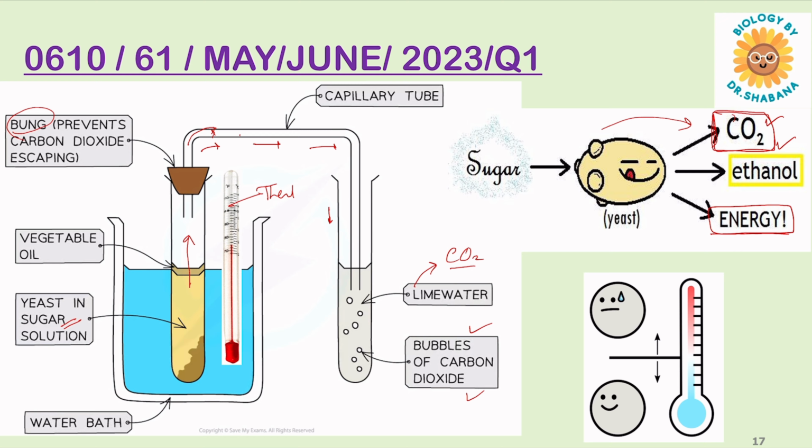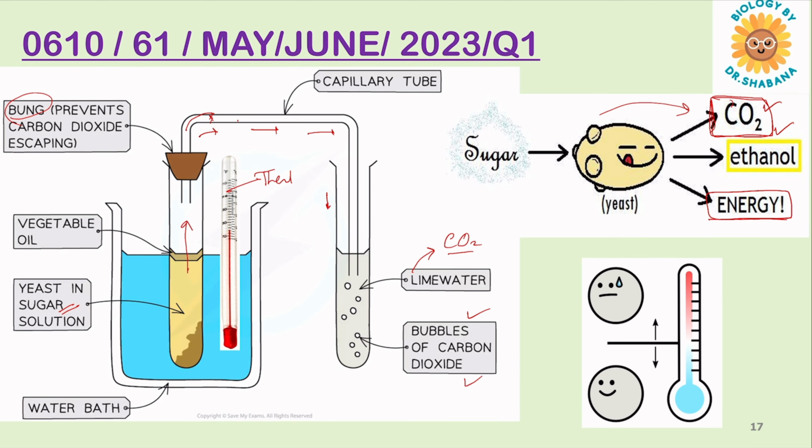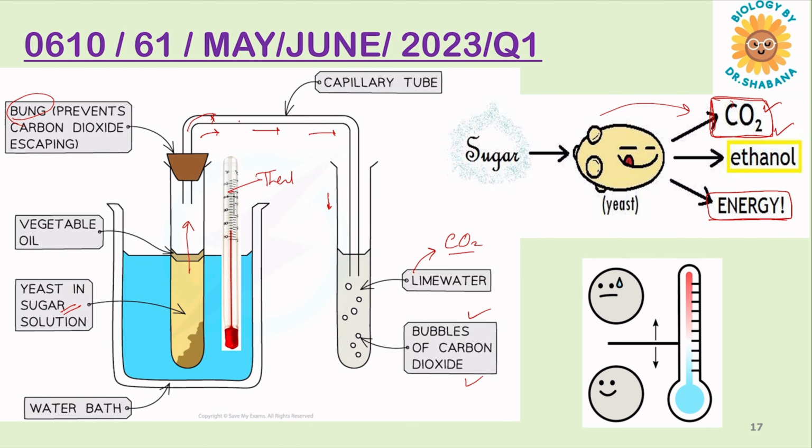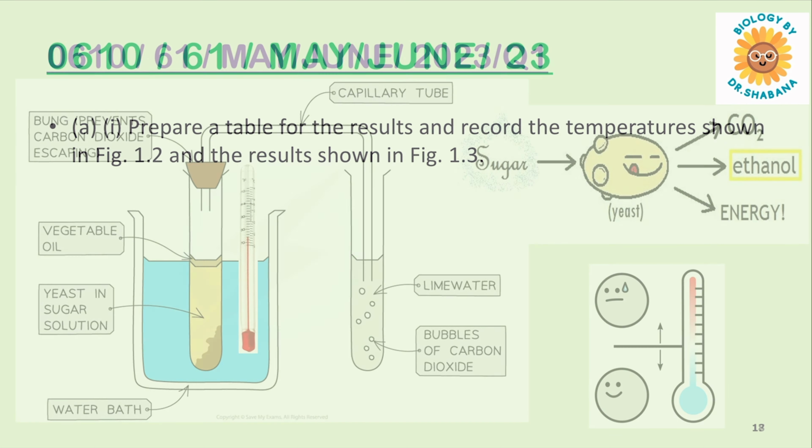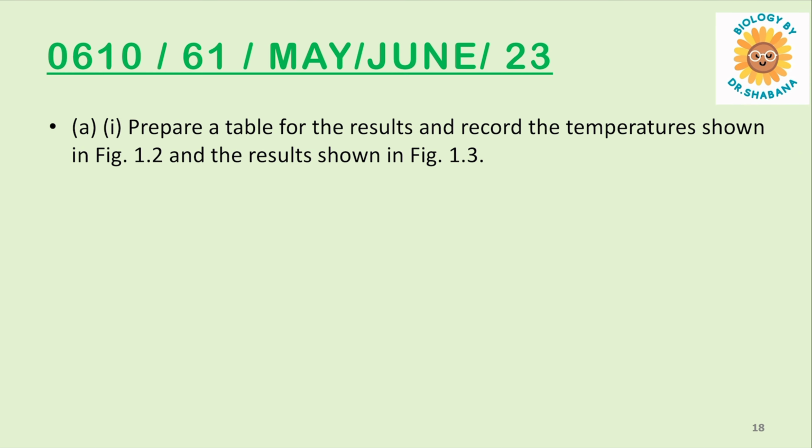Now, I'm just going to cut this short, and then we're going to move on. So this was here. Now, what was the question? Now we have to prepare a table for the results and record the temperatures shown in two figures that are already given. Remember, you're not doing it in the lab. It's a theoretical paper, so you can't see the thermometer.